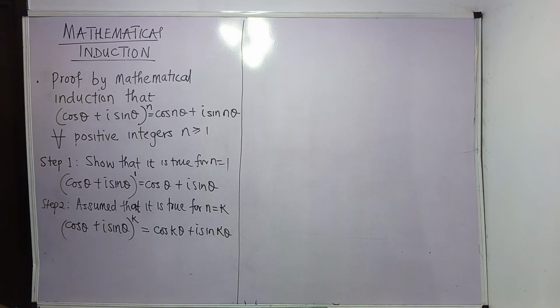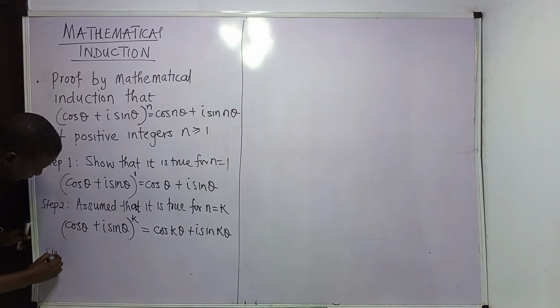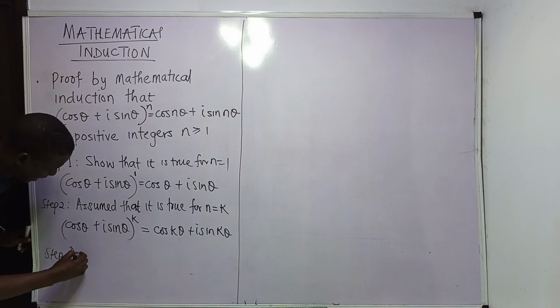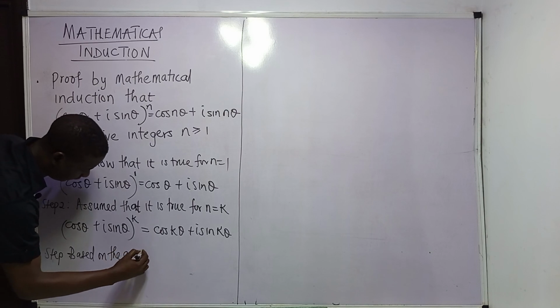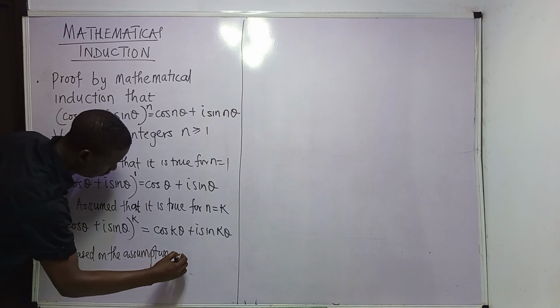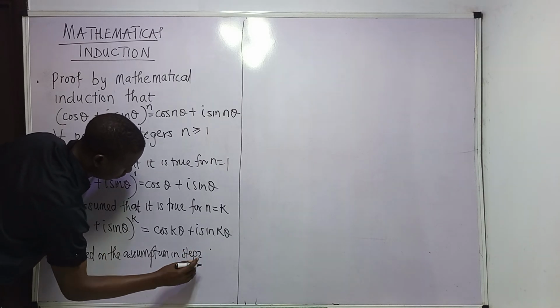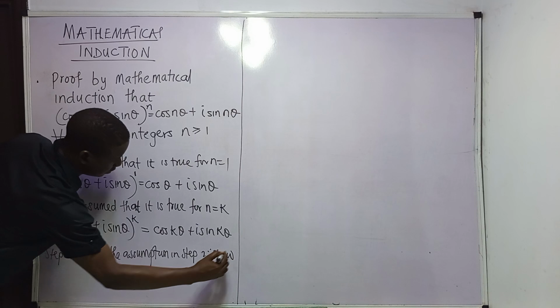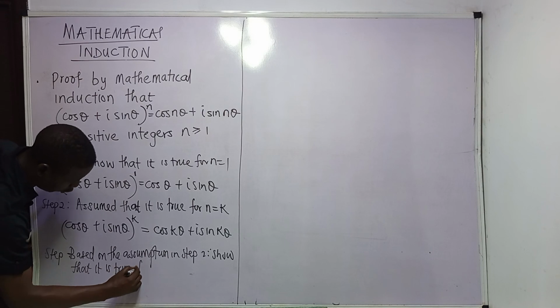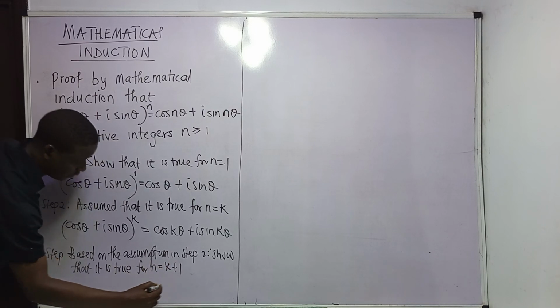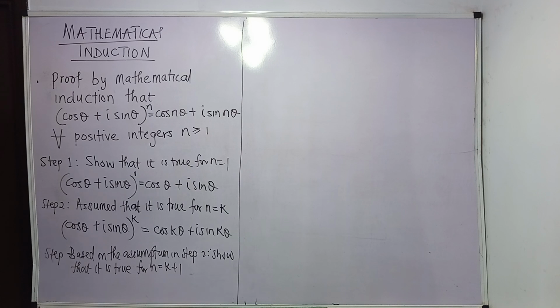Now the next step which I'm going to take is step 3. Based on the assumption in step 2, show that it is true for n equals k plus 1. This is where the last step is, where we want to conclude this particular solution. This last step is very crucial and therefore you should be careful.